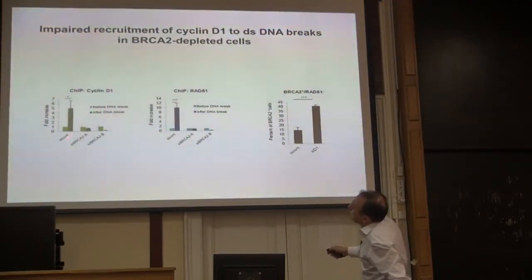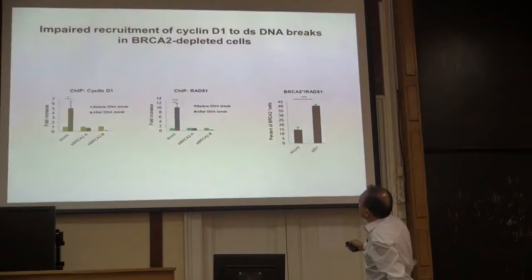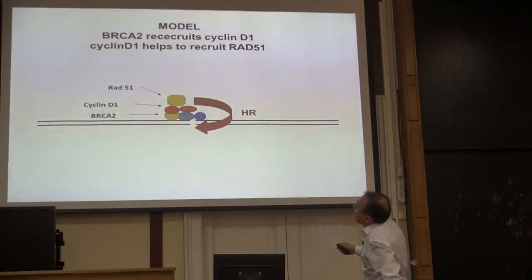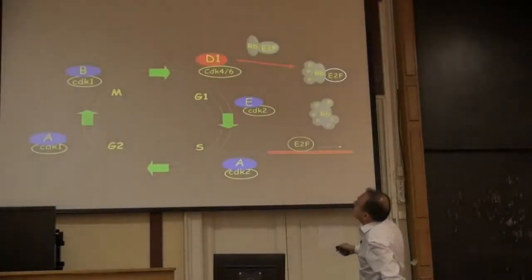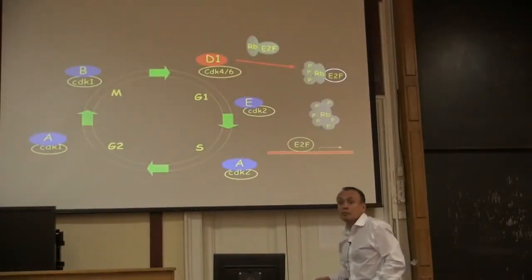And the answer is no. This is recruitment of cyclin D1 to DNA before and after the cut. If we knock down BRCA2, this recruitment is gone. Also, recruitment of RAD51 is gone, as expected. So in summary, when you have a DNA break, BRCA2 helps to recruit RAD51, sorry, cyclin D1. Cyclin D1 is recruiting RAD51, and RAD51 is driving the homologous recombination process.